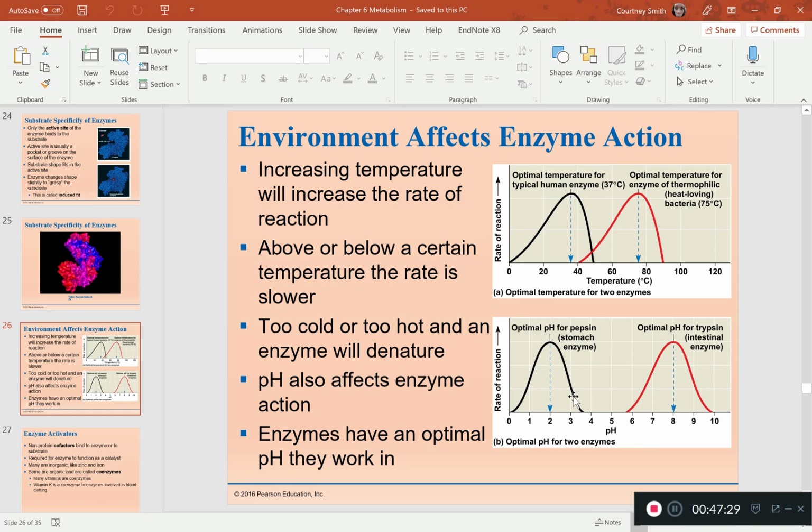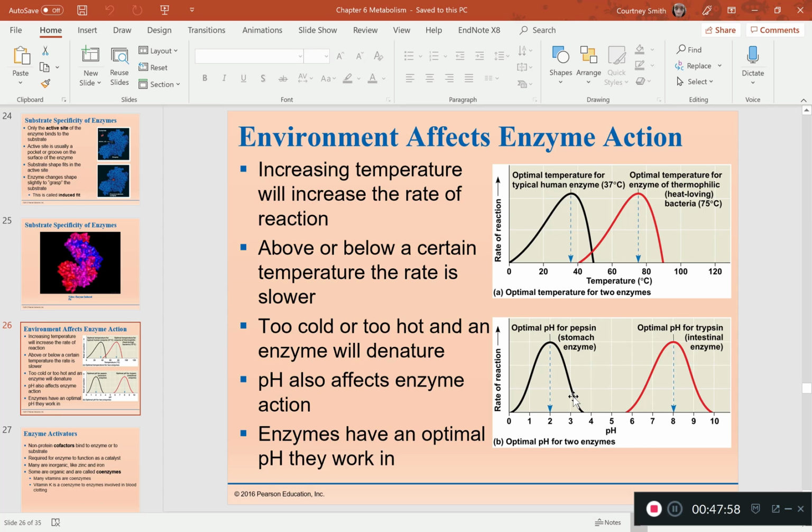Another scenario is pH. If you have too much of an acidic environment or too much of a basic environment, the enzyme may also not be effective. So if it's too acidic and the enzyme likes to be in a slightly basic environment, then it won't function. It won't do its job. Okay? So environment does affect it. Be able to tell me two different examples and also explain those examples.